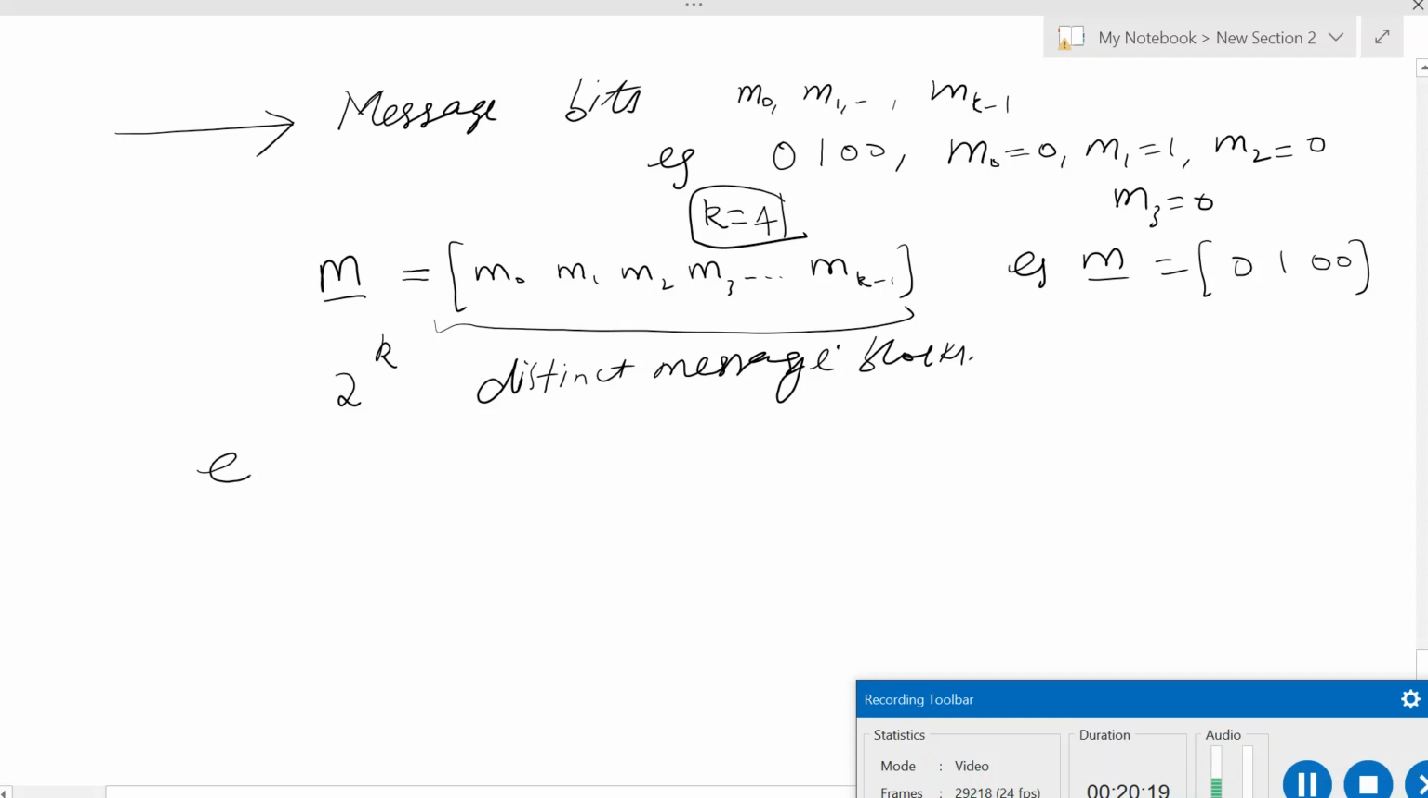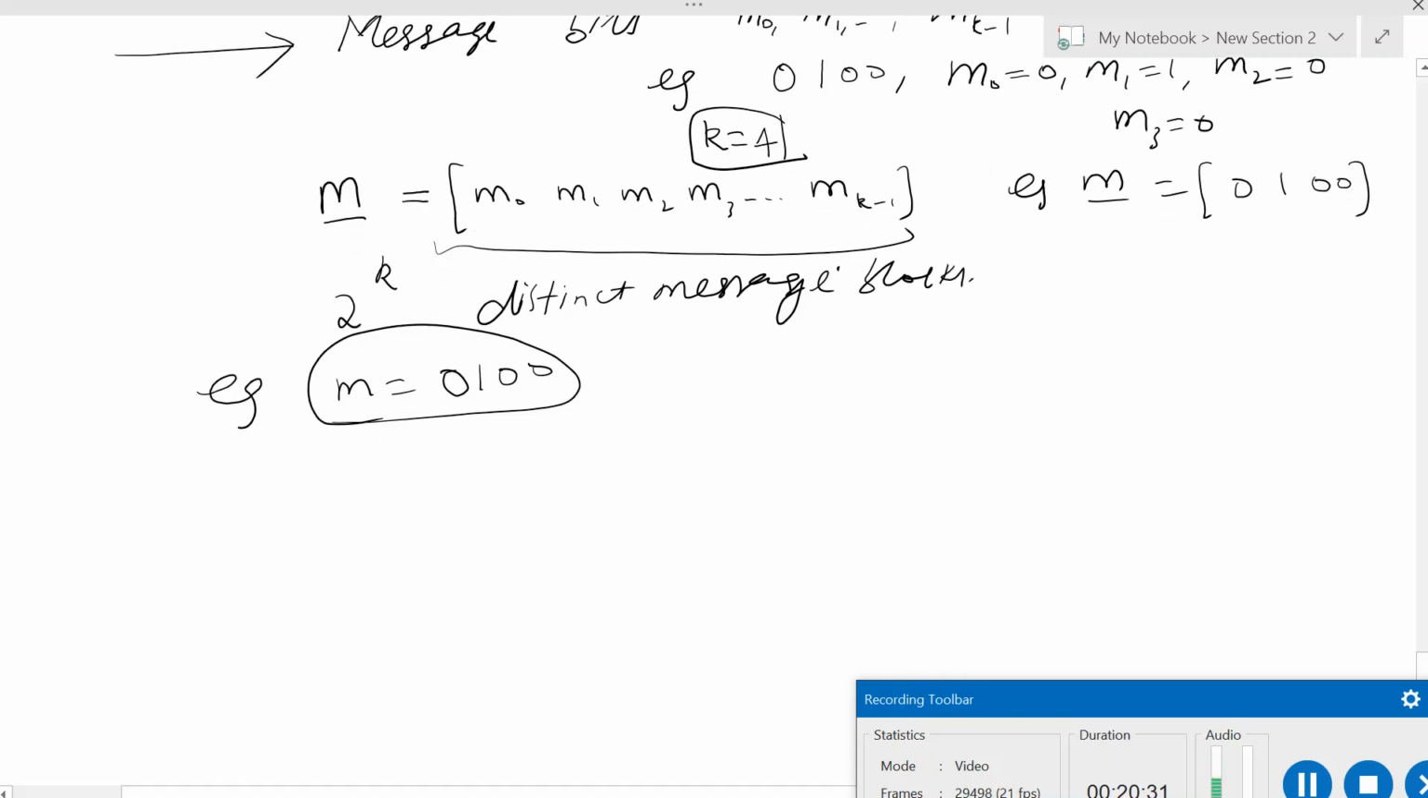Now let's suppose I take this same example, m is equal to 0 1 0 0. I want to transmit or encode it in such a way such that the errors are decreased. So what can I do? Suppose I do this thing. This is my m0, this is my m1, this is my m2, this is my m3.